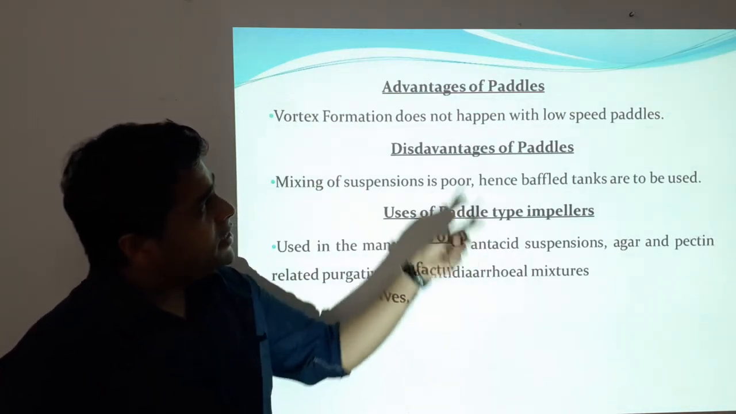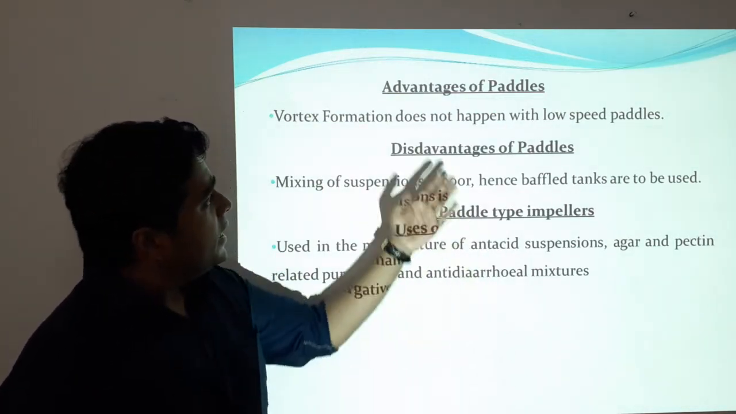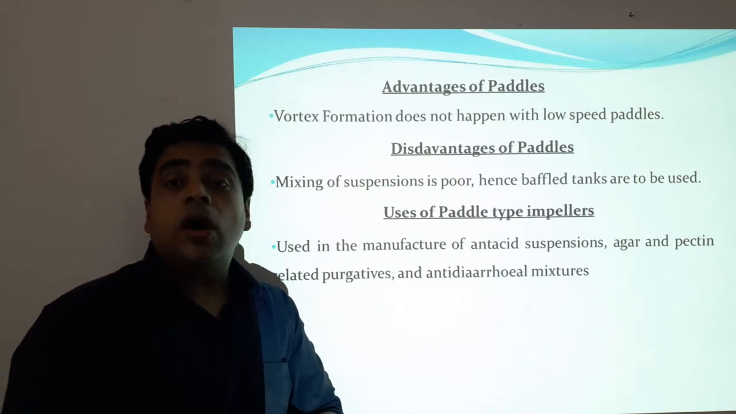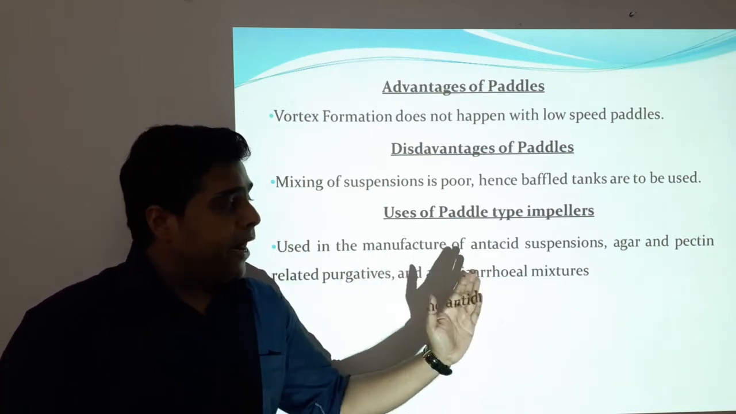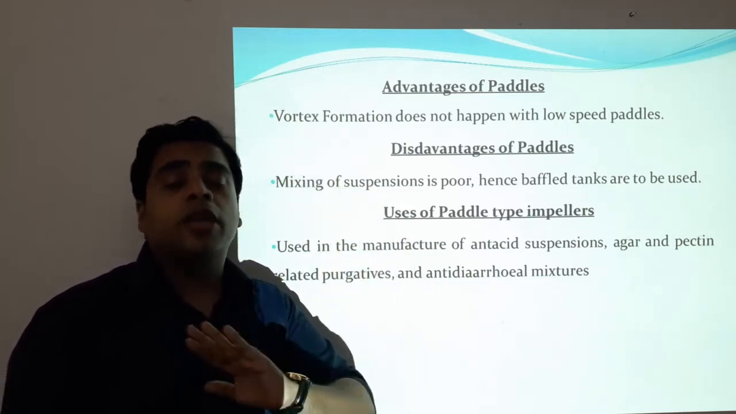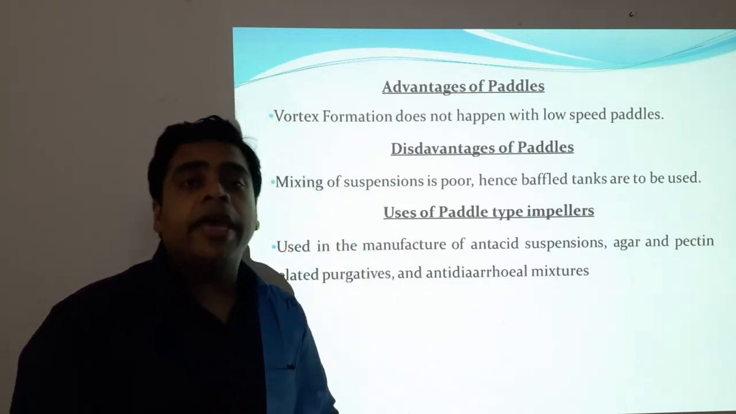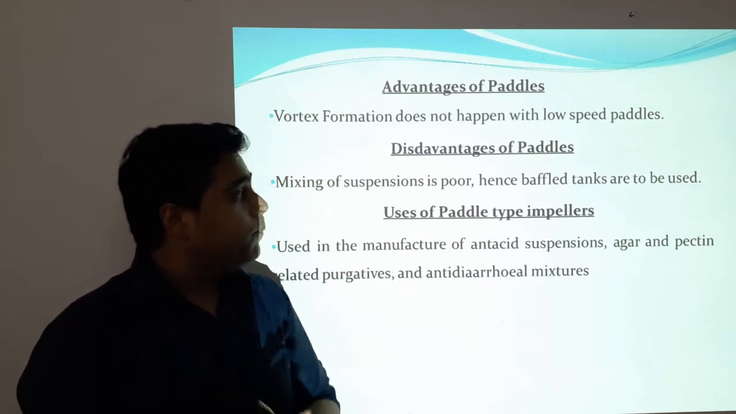So come to the advantages of paddle and its uses. Yes, vortex formation is comparatively low, particularly with low speeds. When paddles are used at quite low speeds, the vortex formation or entrapment of air does not occur.